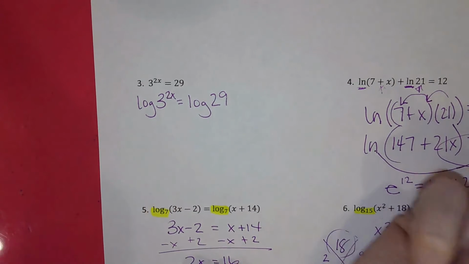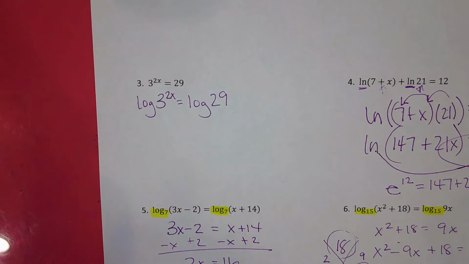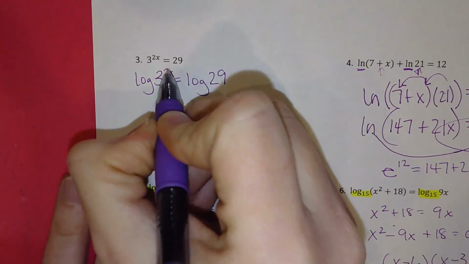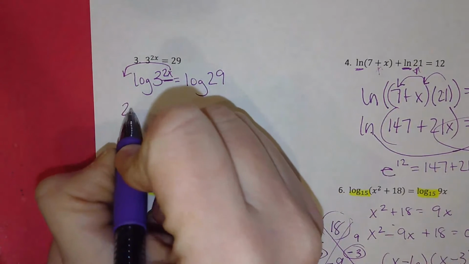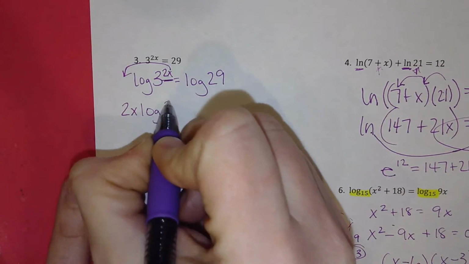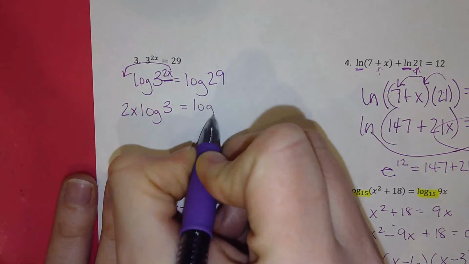Now, honestly, I do the power property where I bring the 2x, the exponent, down at front at the same time, but for sake of the video, not going to do that. So now I have an exponent. With exponents, you have the power property where you have to bring the value in front. So I'm going to have 2x log 3 equals log of 29.